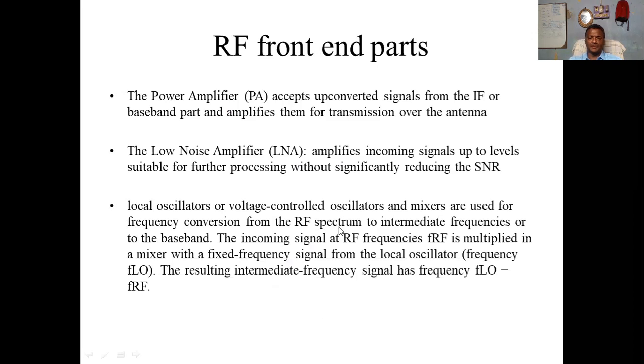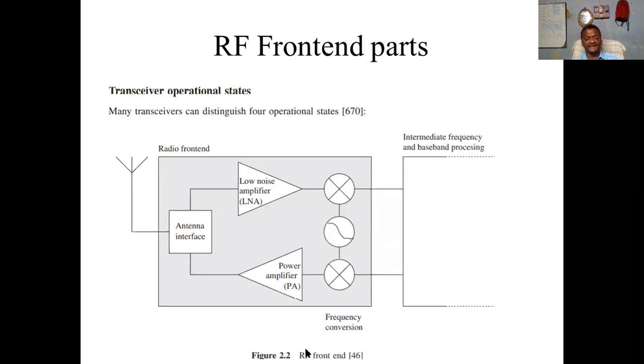What is the power amplifier? As shown in the diagram, it receives the signal from the baseband, and it should be amplified. The baseband signal is converted into analog, and that signal is very low. That is why an amplifier is used. So this is called the power amplifier. Next.